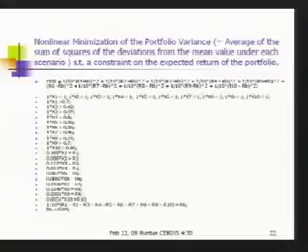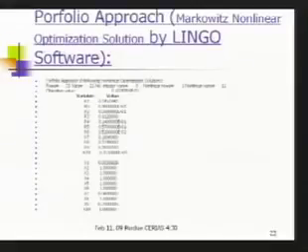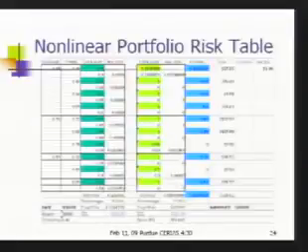Now, we also can do nonlinear minimization of the portfolio variance. Statistically speaking, we can do a variance approach and follow the Markowitz nonlinear optimization solution using Lingo software. Markowitz was a Nobel laureate. He won the Nobel Prize for his techniques in economics, but he couldn't have won one for this study because his Markowitz application to the portfolio approach gave worse results than the linear optimization.